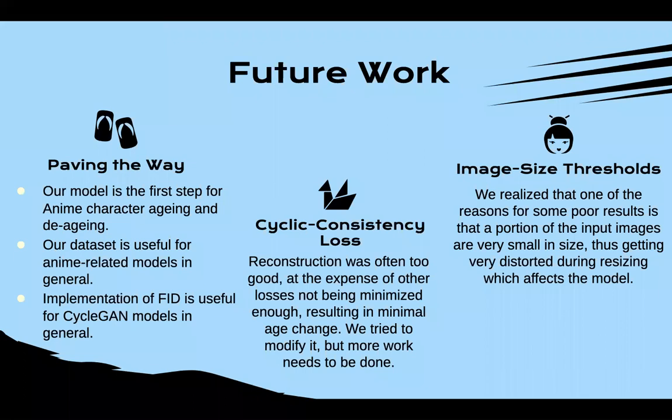Other more technical things that can be done, maybe future researchers can have image size thresholds, as very small images we suspect that they are the cause for some of the bad results that we are having. And we are also looking into varying the cyclic consistency even more, because a lot of the images were reconstructed very well, however, showed minimal aging and de-aging in the important output. So maybe try to put less focus on the cyclic consistency and more focus on the generation and discrimination.